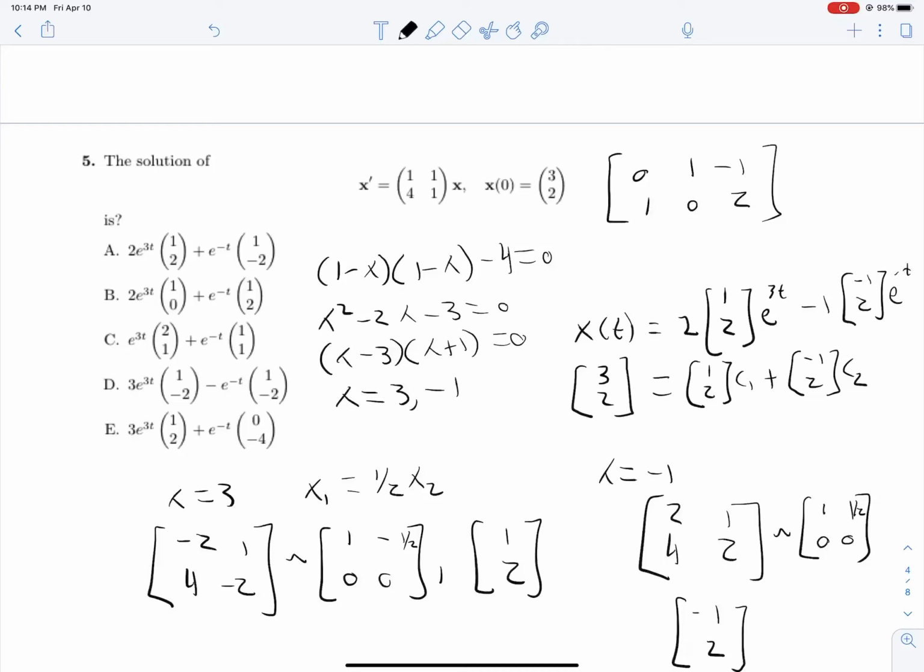And if I remember correctly, this will get factored into our vector there. So we should end up with 2e to the 3t times the vector 1, 2, so we like a and e so far, plus e to the -t times 1, -2, so a is our correct answer.